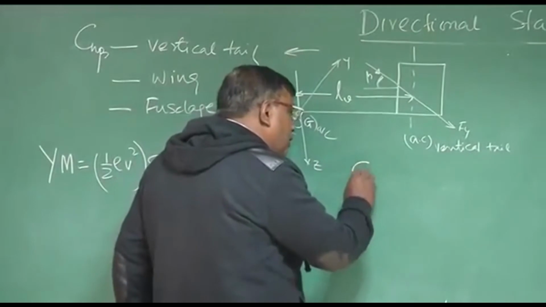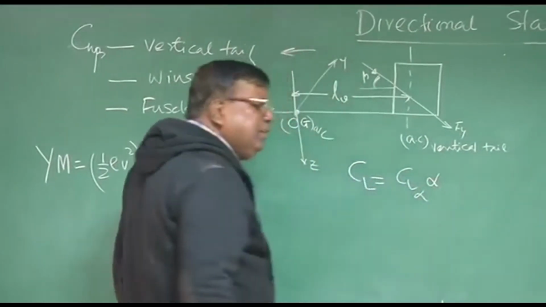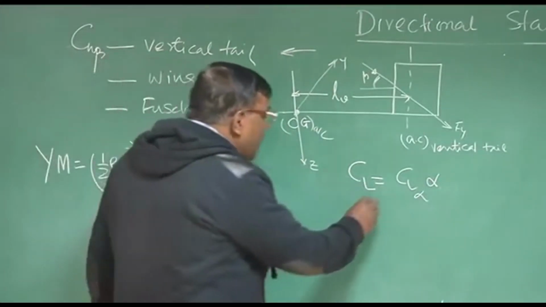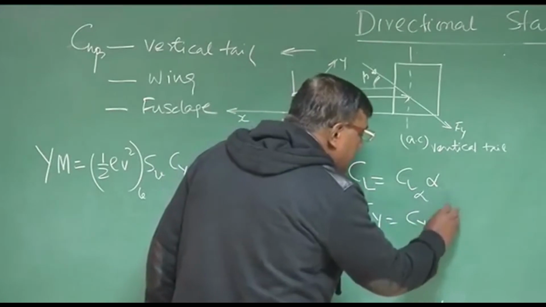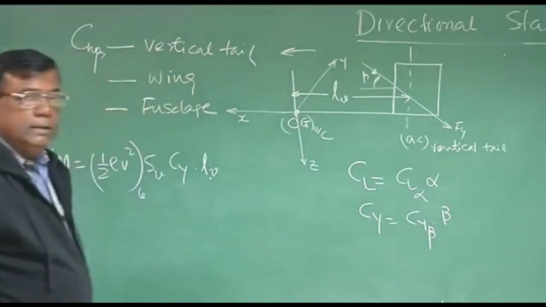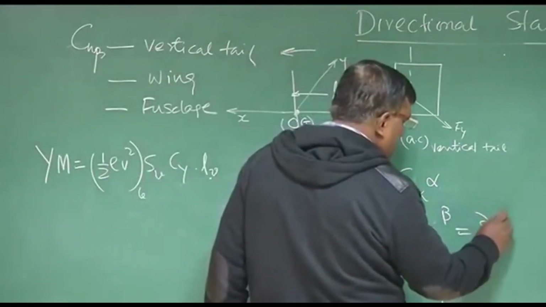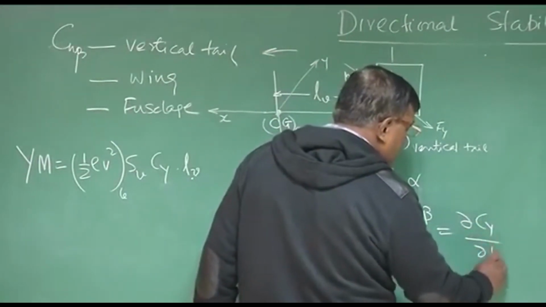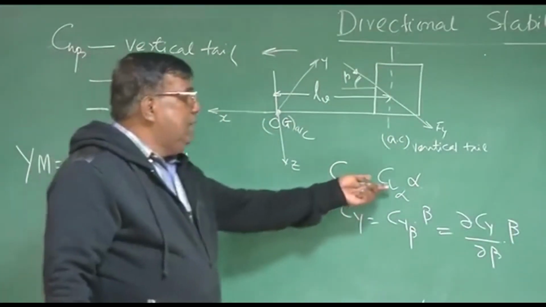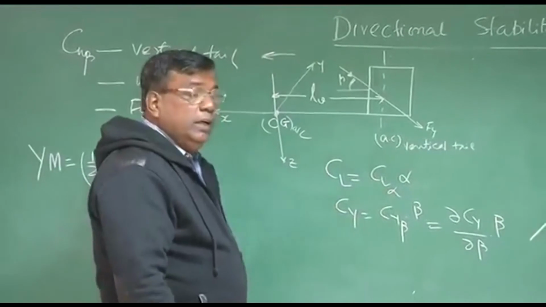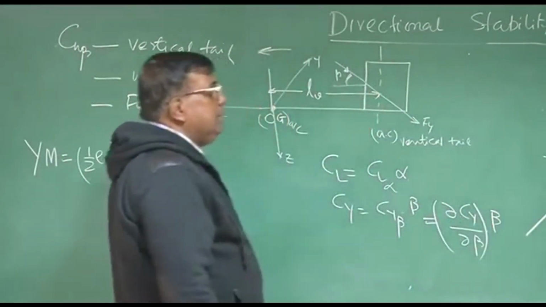If I ask you what is Cl, we write Cl alpha times alpha, assuming Cl naught is 0. So what is Cy? I will write Cy beta times beta. Correct? That is, if I make it more elaborate, dCy by d beta times beta, like this was dCl by d alpha times alpha for the longitudinal case. Now let us see what is the sign of dCy by d beta.